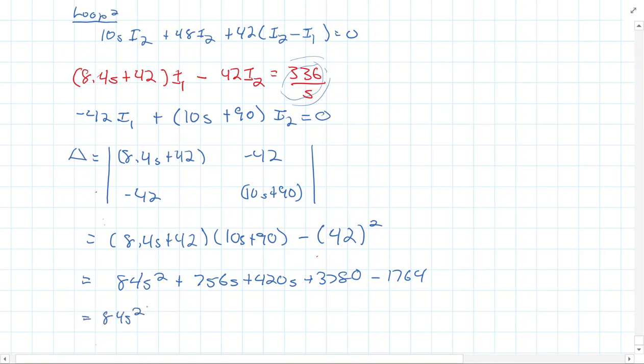84 s squared plus 756 plus 420 is 1176 s minus 17. Whoops, let's actually do the arithmetic here.